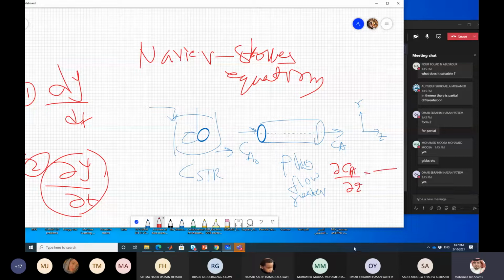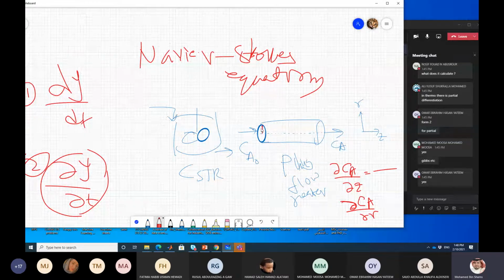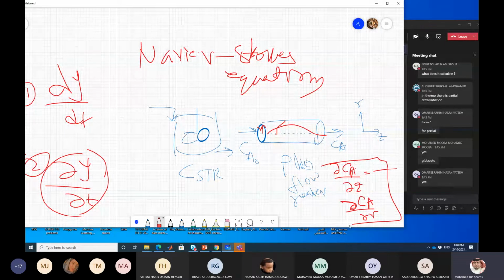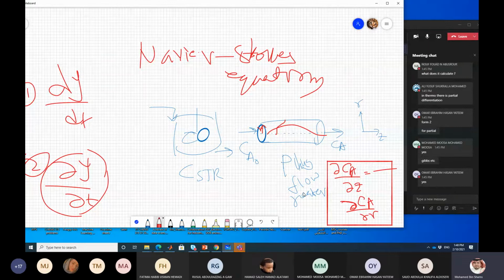You also have the concentration changing in the R direction, the radial direction, the direction of the radius. This is R, and this is Z. So at every instant in time, you have a concentration profile in this direction as well as in this direction in the plug flow reactor. If you want a very rigorous model, this is what you have to do. Then you have a system of partial differential equations and you have to solve it.